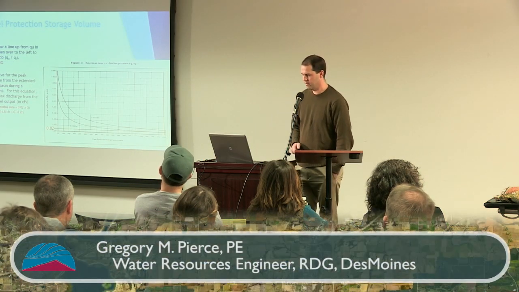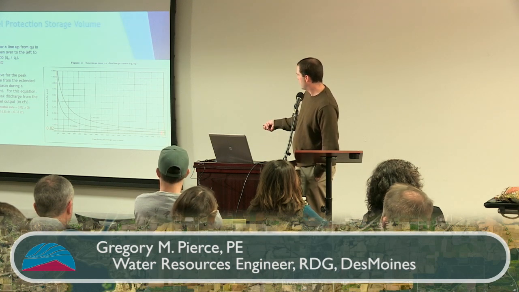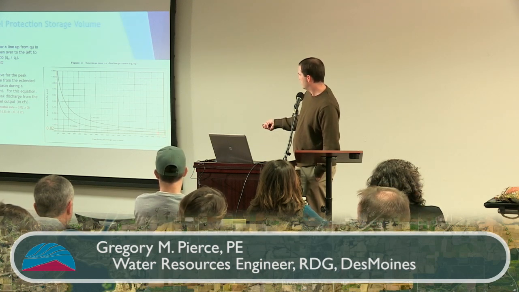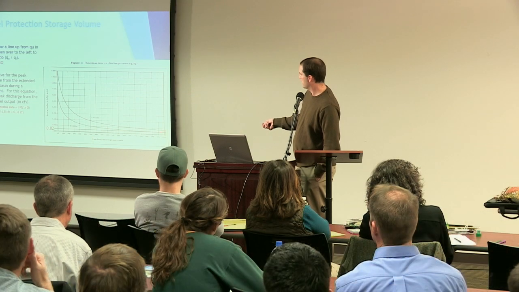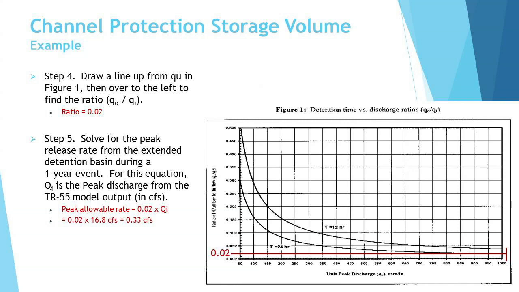And again, if you go over here, that actually just falls off the edge of the chart. But you can see that the curve is pretty flat through there. So if we go up to that 24-hour curve and project it back, we're going to find our ratio is 0.02. So basically what this is telling us is whatever the inflow to this basin is, our allowable outflow is basically 2% of that. So we're talking about very small runoff.